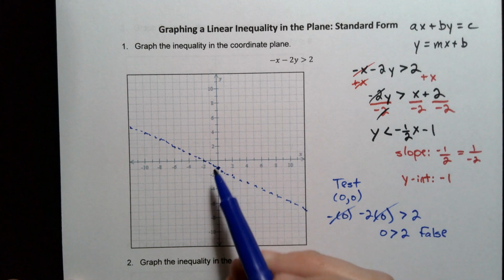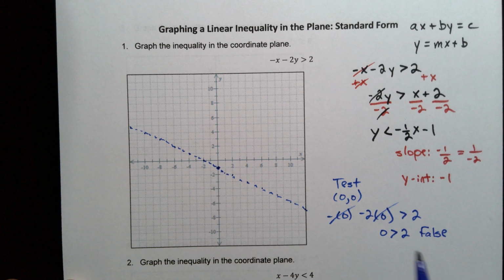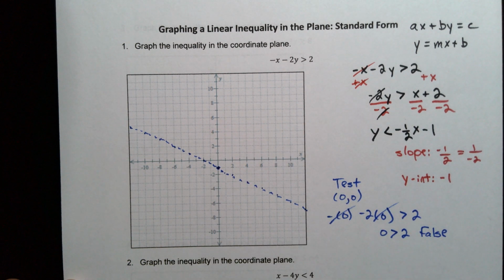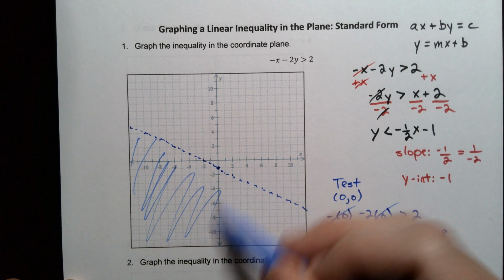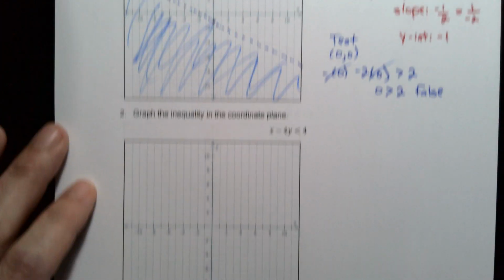Since that's the case, I know that this side is false because I plugged a number in on this side of the line and it gave me a false statement. So instead of shading this side, I'm going to shade the opposite side. So there's my shade right there. Okay, let's do another one.